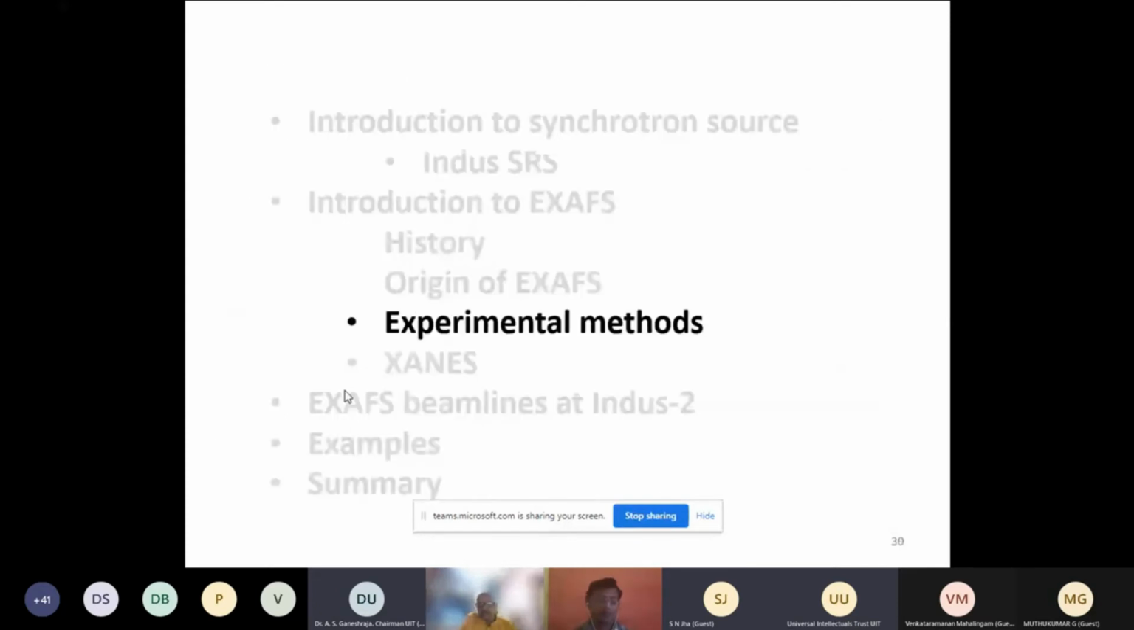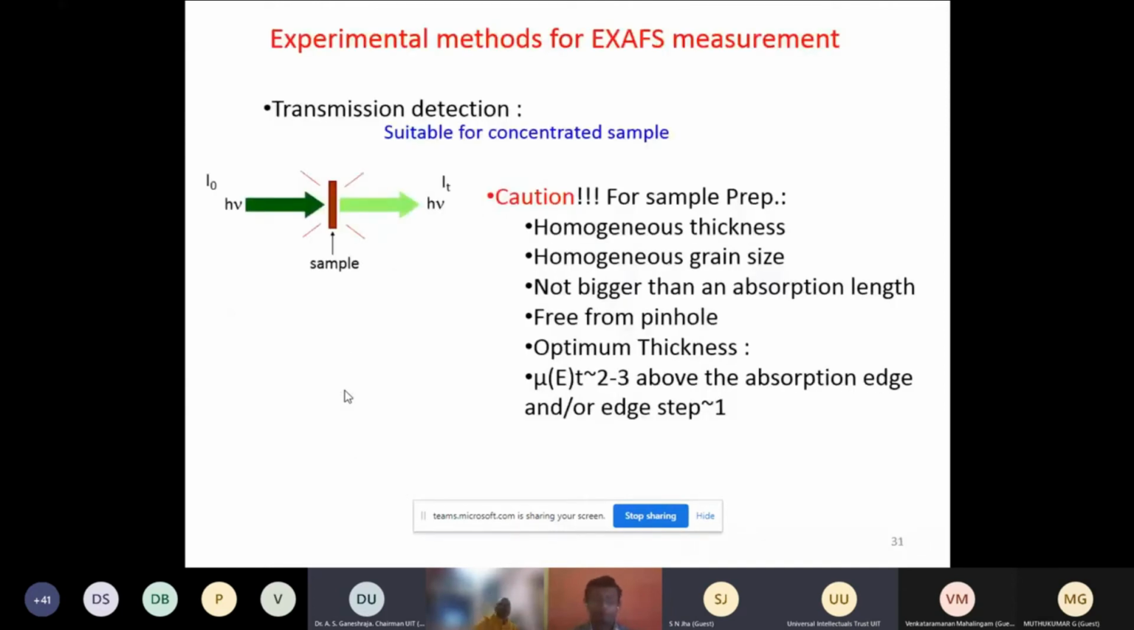So now coming to experimental methods. Once we know the mechanism and the reason, I come to the experimental methods one should apply while planning an experiment. There are two methods. The first one is transmission detection. It is the most conventional method, where the sample is placed 90 degrees to the incident beam, and the transmission intensity is recorded by a suitable detector.